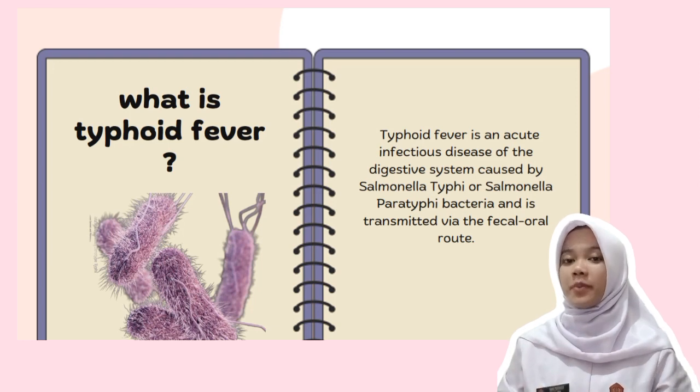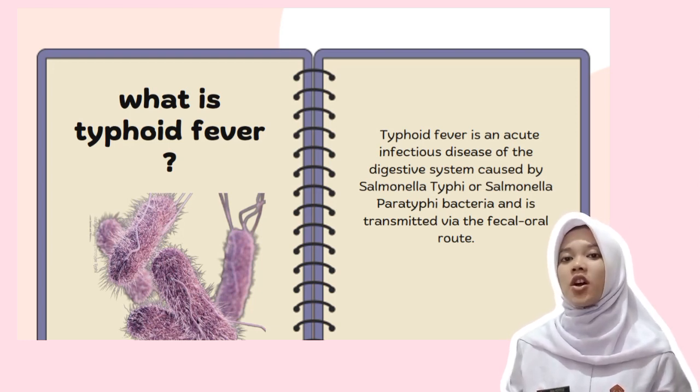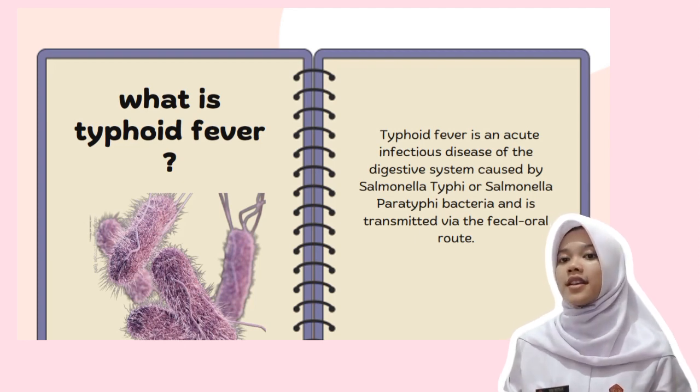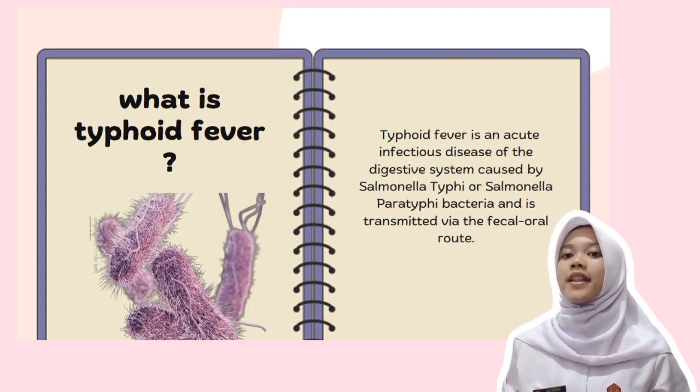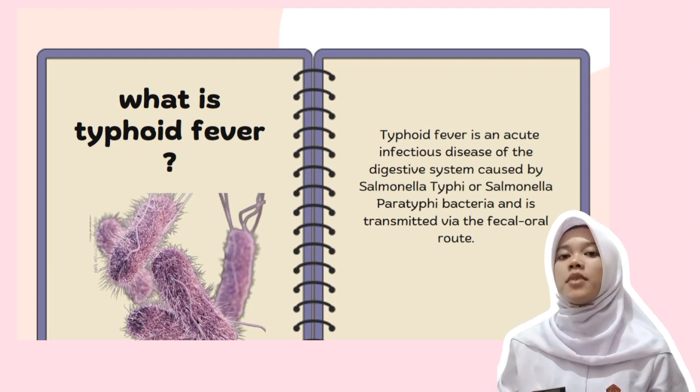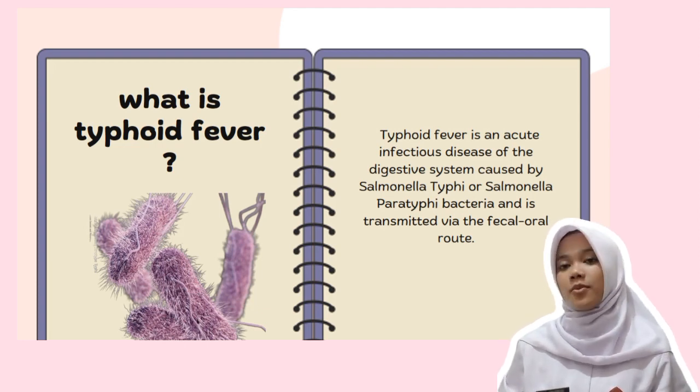What is typhoid fever? Typhoid fever is an acute infectious disease of the digestive system caused by Salmonella typhi or Salmonella paratyphi bacteria and is transmitted via the fecal-oral route. This disease is known as typhus, but in the medical world it is called typhoid fever or typhus abdominalis because it is related to the intestine in the stomach.